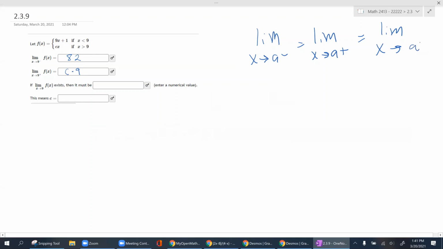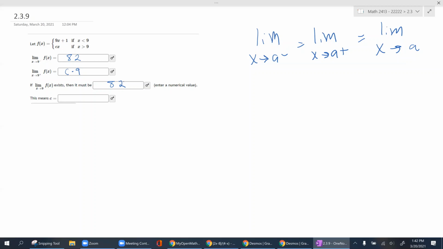So what is that limit? Well, you can either say it's C9 or it's 82. But C, I don't know what C is, and that's fine. So you're going to use the one that you know the answer for. It's 82. My answer has to be 82.